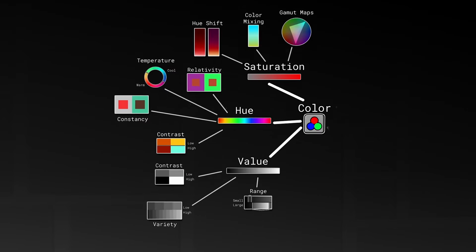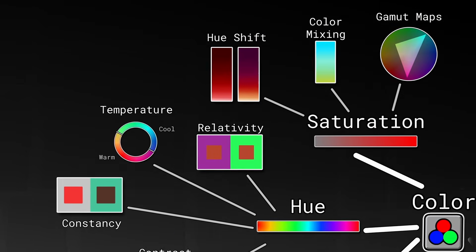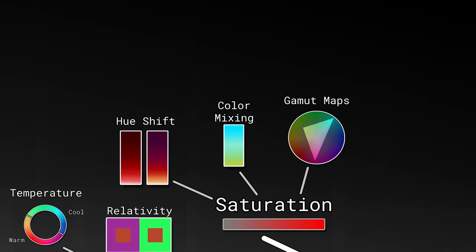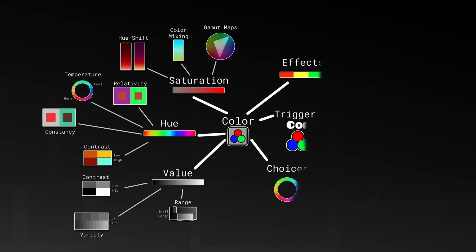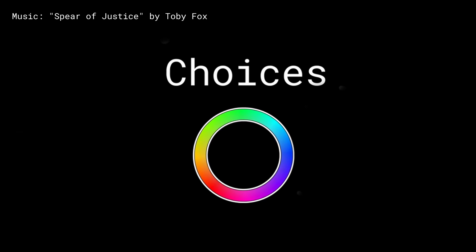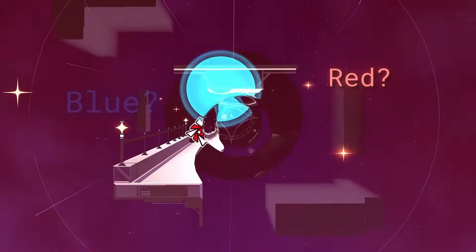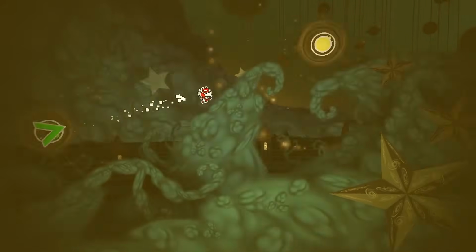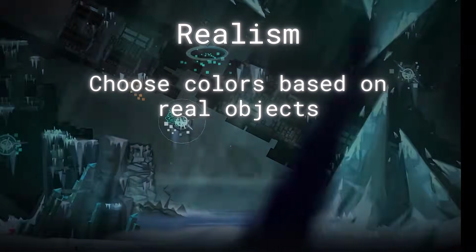We've gone over value and value ranges, color relativity and constancy, and using gamut maps to make your colors far more interesting. But there's still more than just theory about how to use colors. You still need to learn how to use them in practice. Like, how do you actually choose good colors at all? You can use theory to make your color choices look good, but you need to actually know what colors to choose in the first place. Well, this is actually simple depending on what you're making. If your level is more realistic, you can choose colors based on what objects look like in real life.